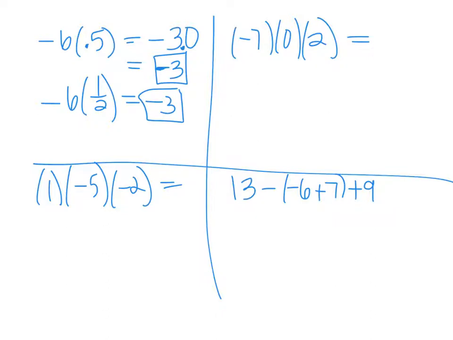Moving on to the next one. So negative 7 times 0 times 2. This one actually tricked me at first. I thought, well, negative 7 times 2 is negative 14. But I forgot that anytime you multiply by 0, the entire answer is 0.